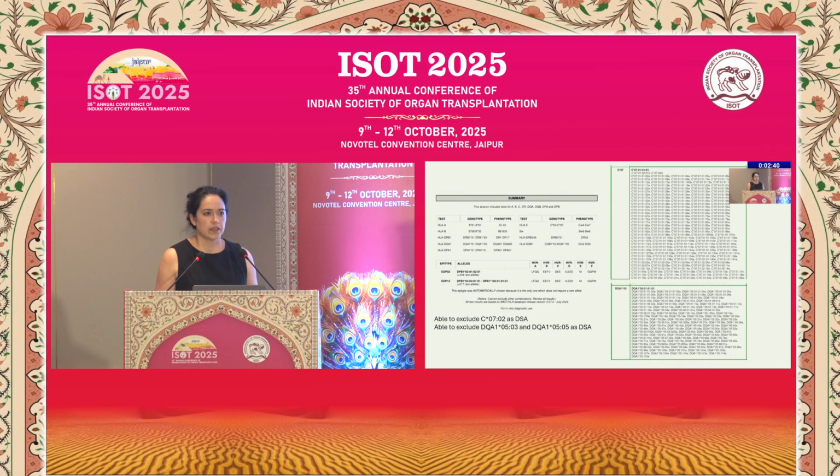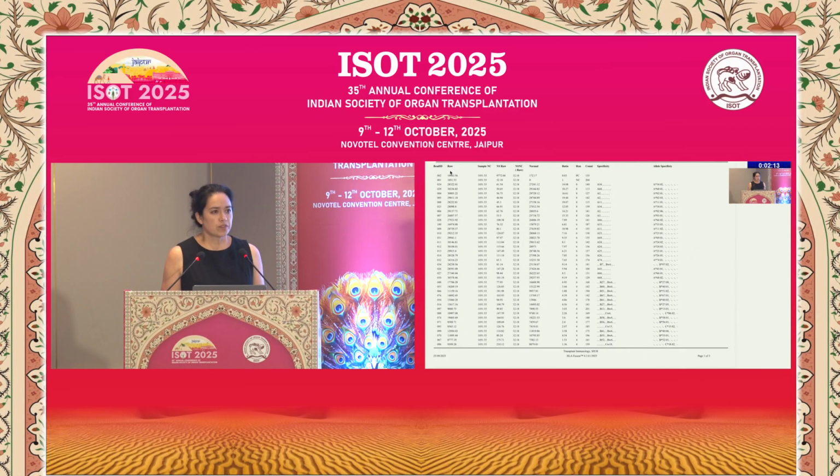And this is the information that we received. So we have a LinkSeq RT-PCR. We use a slightly higher resolution kit. It's the SAB-R kit, and it provides the same resolution as a single antigen bead, which is why it's called SAB-R, SAB resolution. And with this, we were able to exclude both the CO702 and also the DQ alpha 0503 and 0505 as donor-specific antibodies.